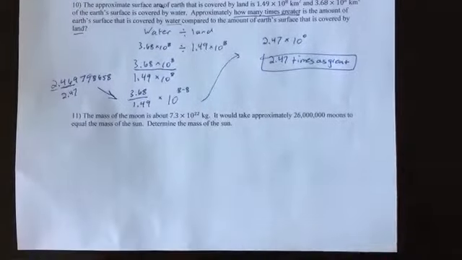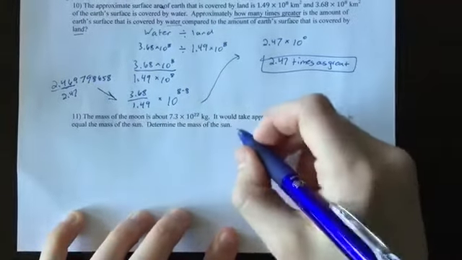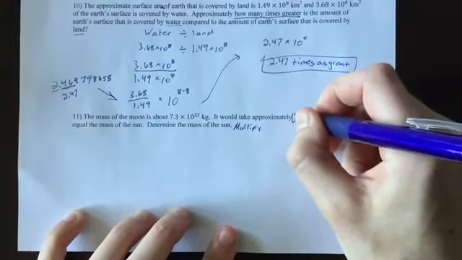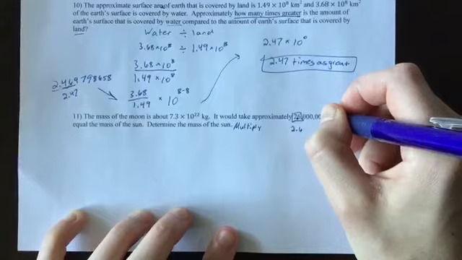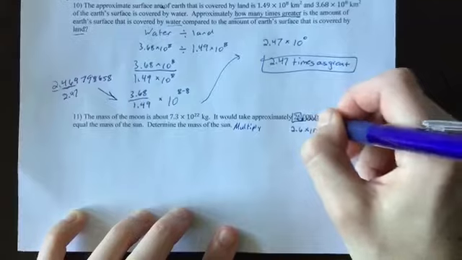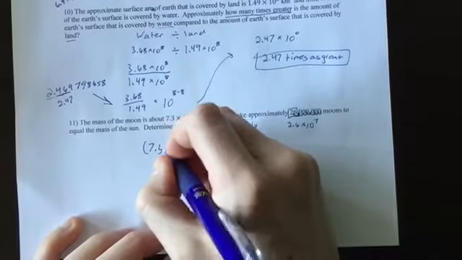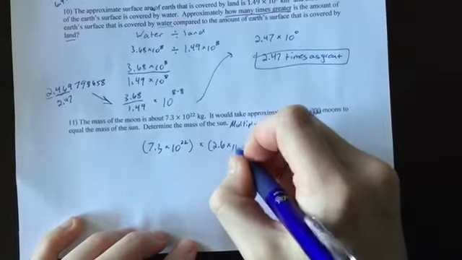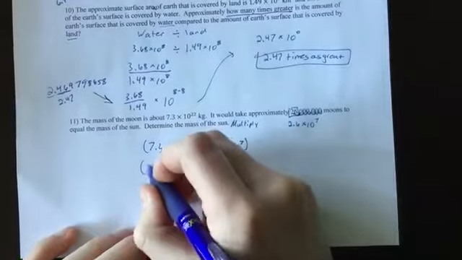Okay. On 11, the mass of the moon is about 7.3 times 10 to the 22nd kilograms. It would take approximately 26,000 moons to equal the mass of the sun. Determine the mass of the sun. So this is going to be a multiply problem. But again, a little issue here that this isn't in scientific notation. Let's see, we've got 1, 2, 3, 4, 5, 6, 7. So that's times 10 to the 7th. So we're going to do 7.3 times 10 to the 22nd times 2.6 times 10 to the 7th, right?